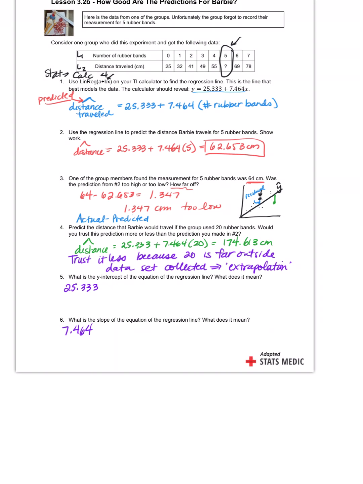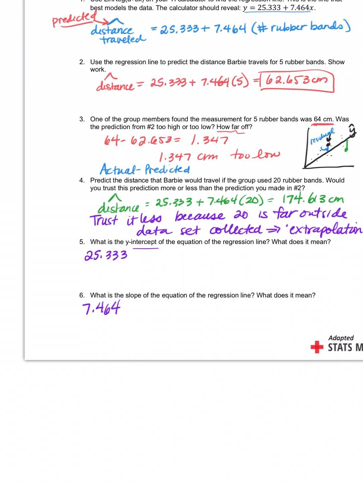So y-intercept. So stop and think for a moment. Back in algebra 1, when you learned about y-intercepts, that was like the place where the x value is 0, isn't it? So we just need to think in those terms. In this case, x represents rubber bands, right? So if I have 0 rubber bands, what is the distance that Barbie's going to fall? 25.333. Does that make sense? That's all we're saying here, all right?